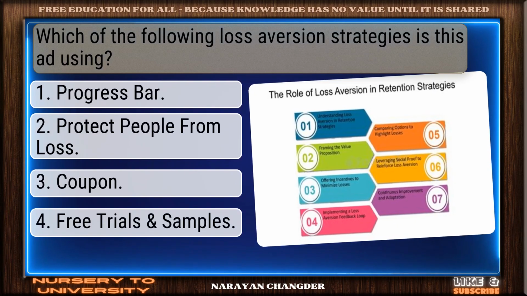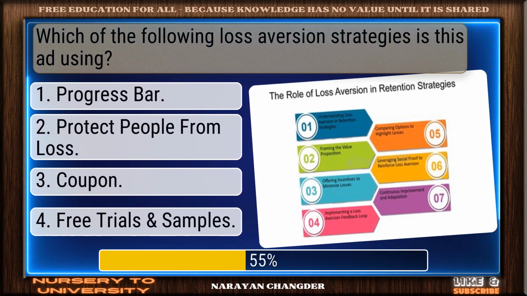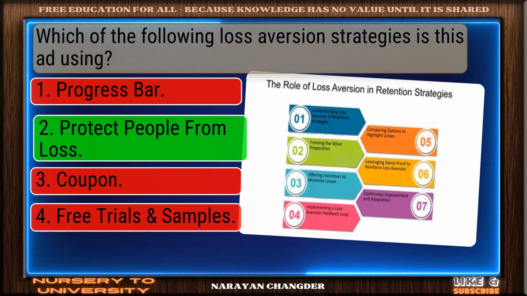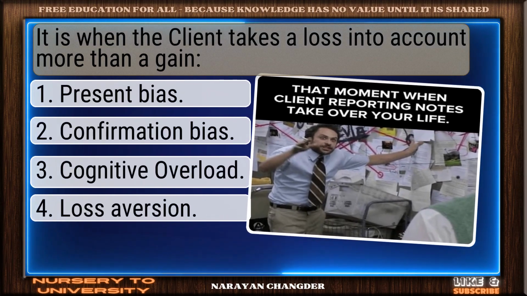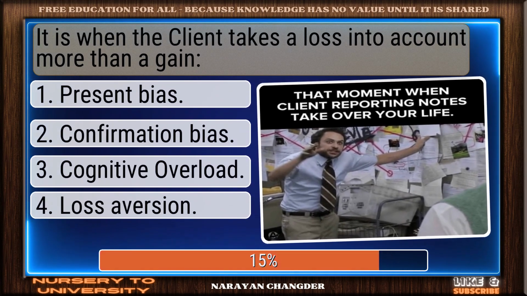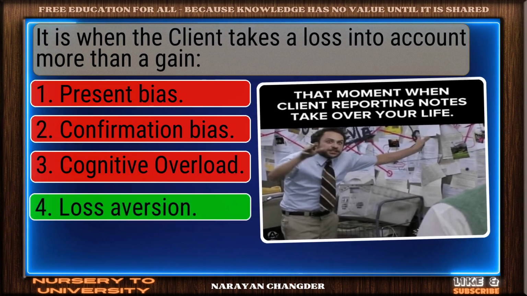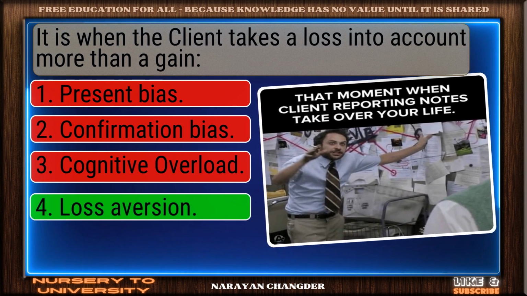Which of the following loss aversion strategies is this at using? Right again. Protect people from loss is a valid answer. It is when the client takes a loss into account, more than a gain. Correct response. Loss aversion is the most accurate answer.